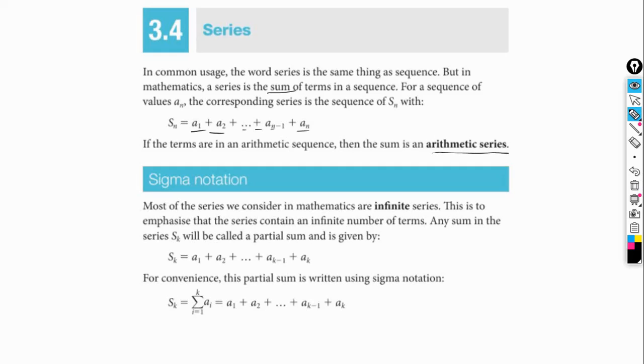Now let's talk about sigma notation. Most of the series we consider in mathematics are infinite series. This is to emphasize that the series contains an infinite number of terms. Any sum in the series, S sub k, will be called a partial sum, and it is given by S sub k is equal to a sub 1 plus the second term, and so forth, until we reach the kth term. But for convenience, this partial sum can be written using sigma notation. So notice that the sum is equal to sigma notation from i equals 1 to k, and this would be the same as the partial sum that we saw just a little bit above.